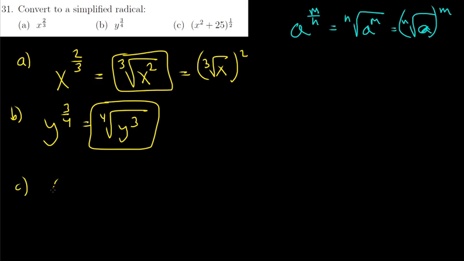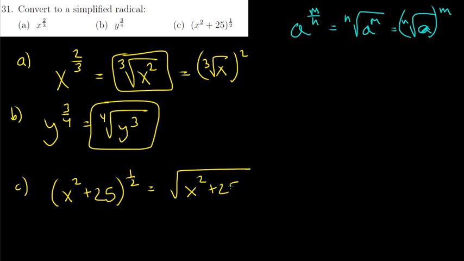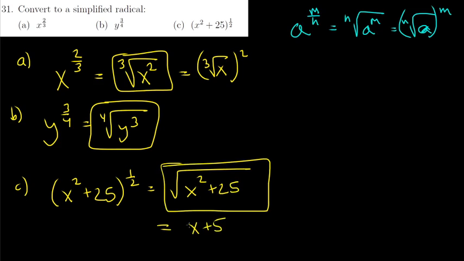And part C is really the only tricky one. X squared plus 25 to the 1/2 is just the square root of x squared plus 25. And that's it. The temptation, of course, is to write this as x plus 5, but if you do that, you're going to get it wrong. You can split up a product, but you cannot split up a square root like that. When you're adding or subtracting, it just does not work. So don't make that mistake.